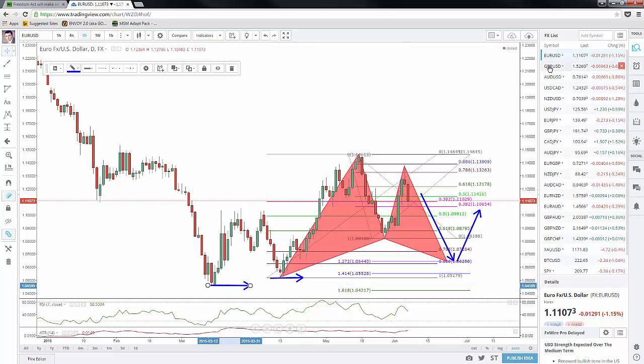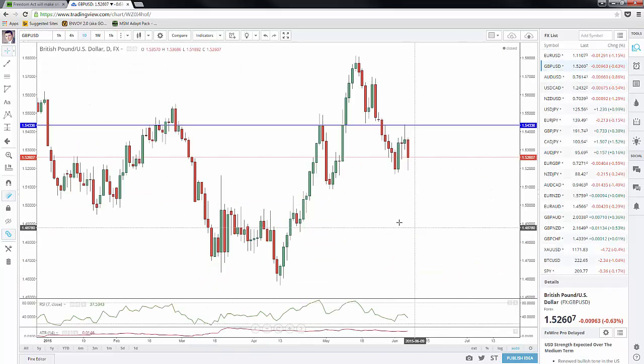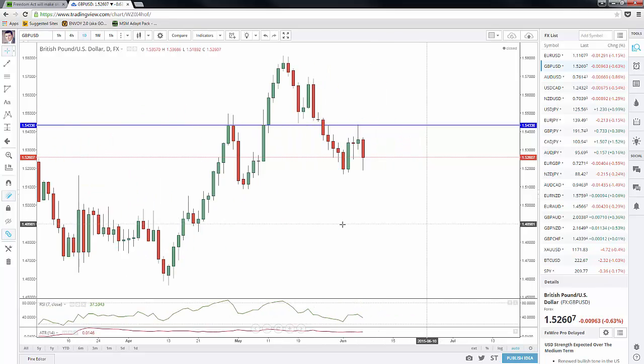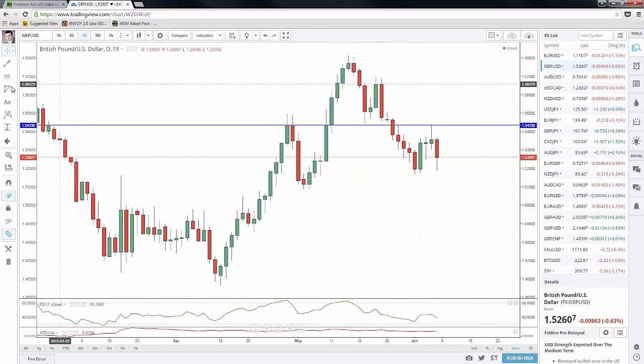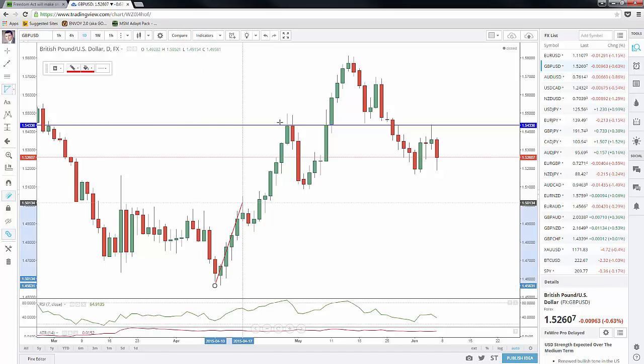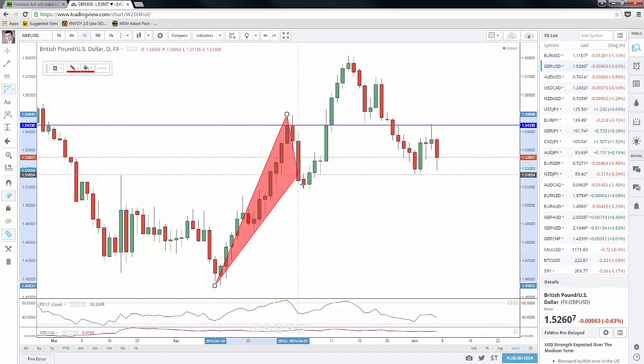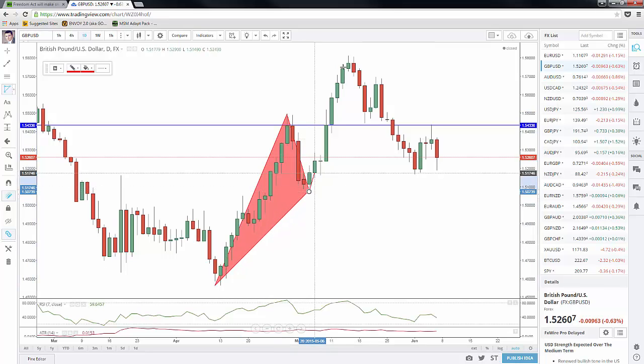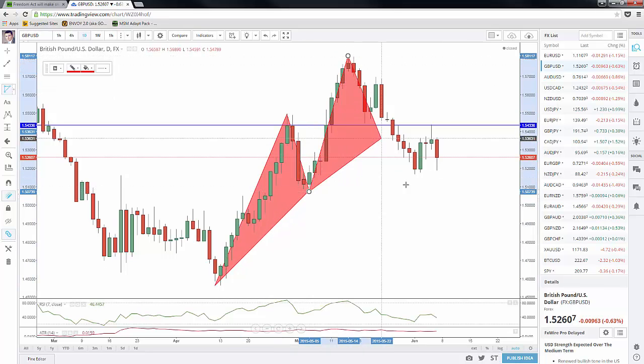Let's move over to the pound dollar. Pound dollar is setting up a Cypher pattern. Cypher pattern looks like this. Again, it's still the daily time frame. Go swing, boom, to here and back down in. And then we rally up. And then we come back down.